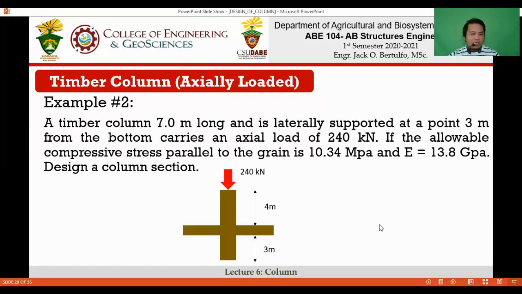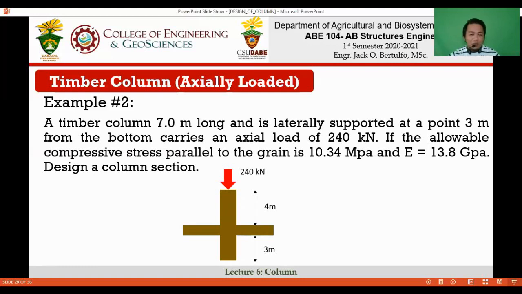Okay, so I think I have another example here. A timber column, 7 meters long, laterally supported at 0.3 meter from the bottom, carries an axial load of 240. If the allowable compressive stress parallel to the grain is 10.34 MPa and the modulus of elasticity is 13.8 gigapascal, design the column section.